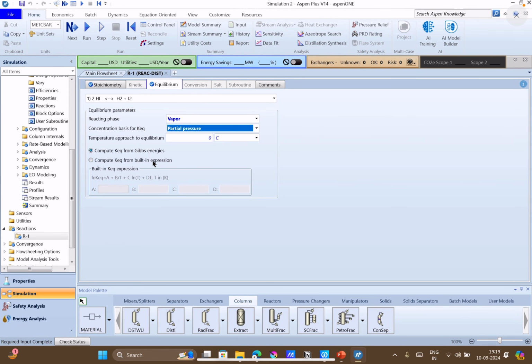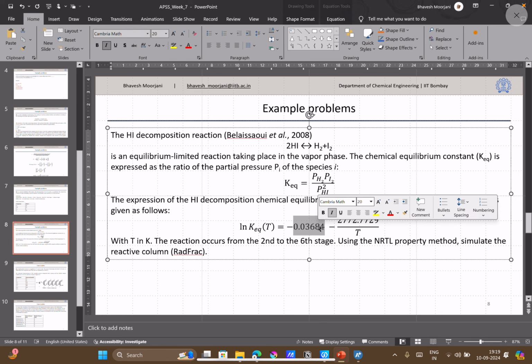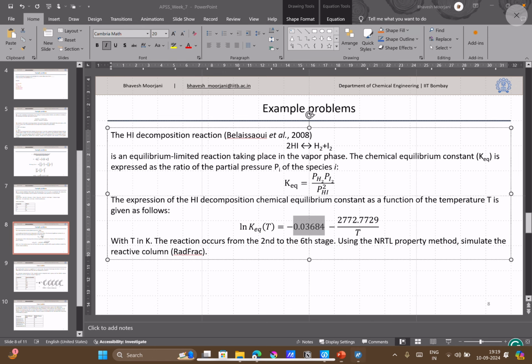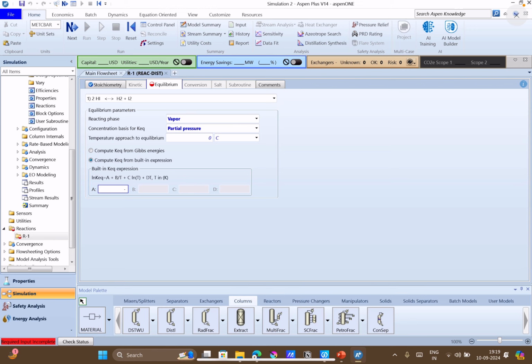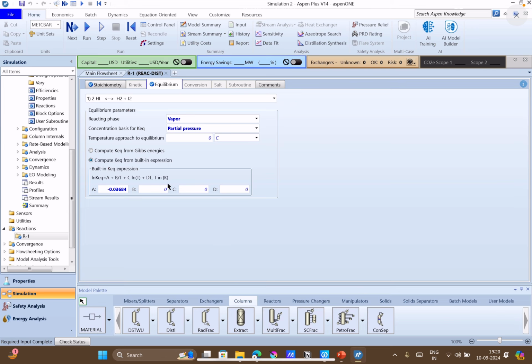We have also been given the K equilibrium built-in expression, so we know the value of A and B. Let me just copy paste this value. A is minus of this. See, this is the expression. So we have two coefficients, A and B. C, D are not provided, so you can assume them to be 0. B value is minus 27722, so negative of this. Go next.